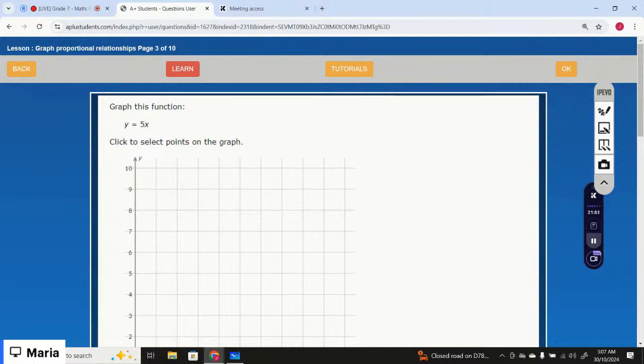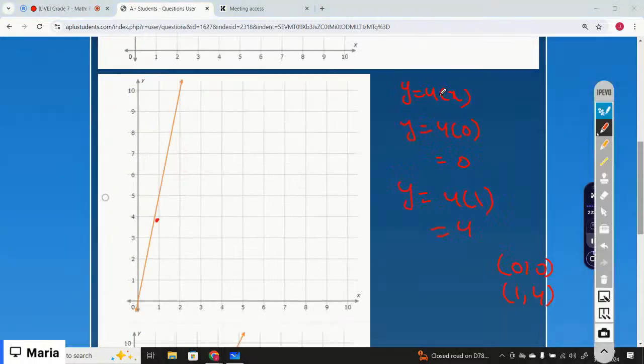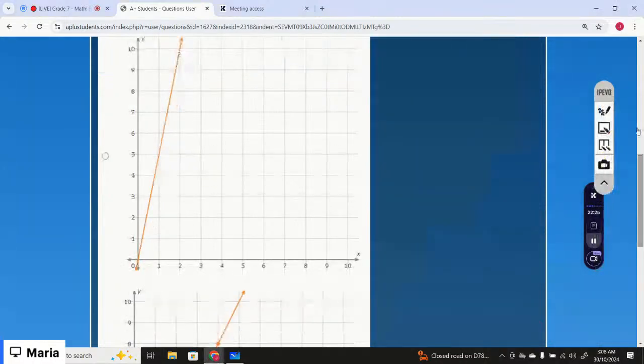Graph this function y equals 5x. So which is the correct option? Let's just calculate 2 points and then see which graph is the correct option. The equation is y equals 5x. So when x is 0, y is also 0. So the first pair is 0, 0. The second one is y equals 5 times 1. 5 times 1 is 5. So when x equals 1, y equals 5, right? So we have 0, 0 and 1, 5.